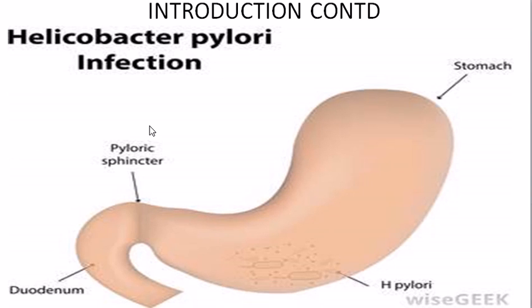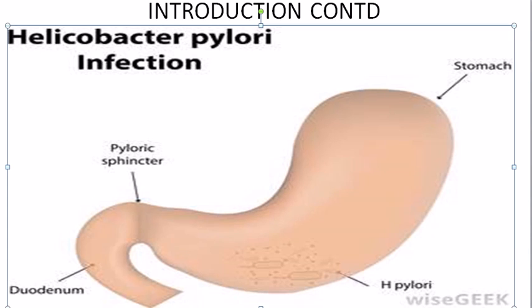So this is the human stomach, and this is where the organism lives. This is the pyloric sphincter. So if H. pylori colonizes your stomach, this is where it will be. Okay.